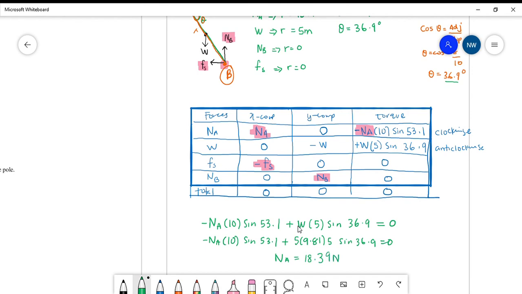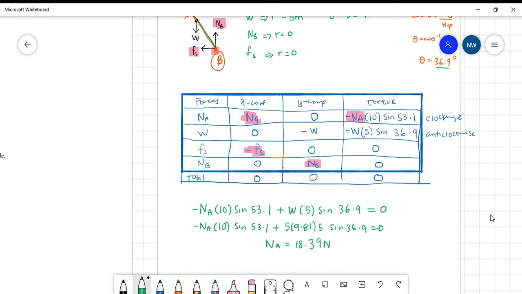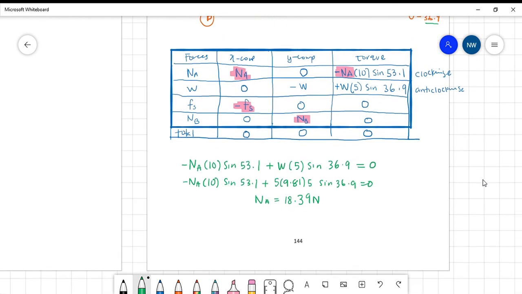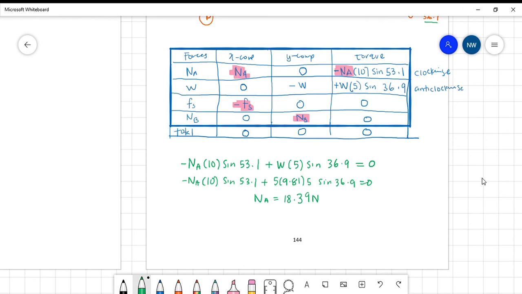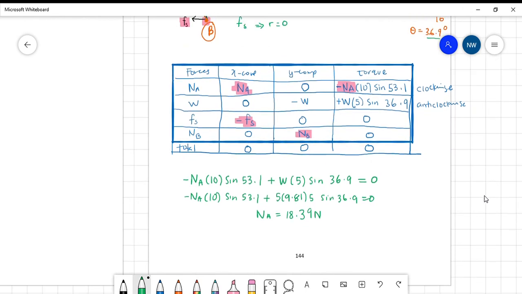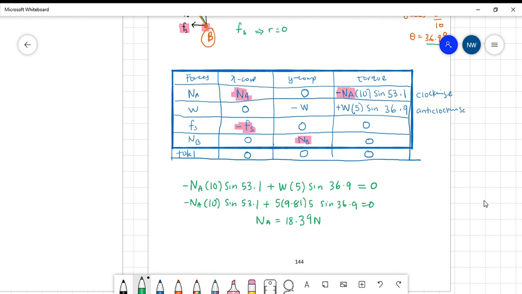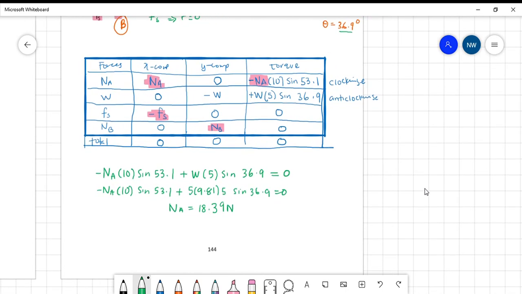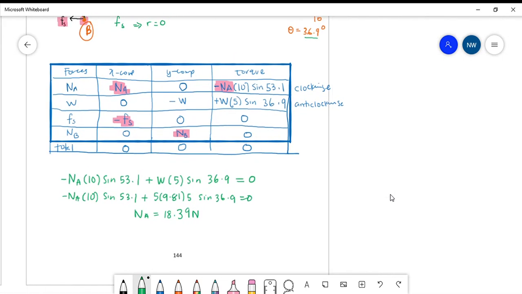Then we can solve for NA dan juga kita boleh cari NB dan juga frictional force. Alright. Yang ni saya nak awak selesaikan sampai habis untuk frictional, untuk cari Fs dia berapa dan juga NB dia berapa.